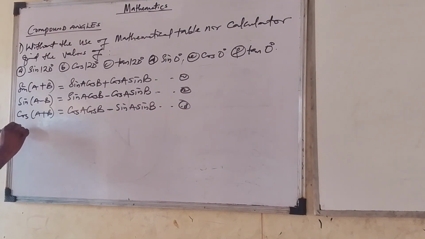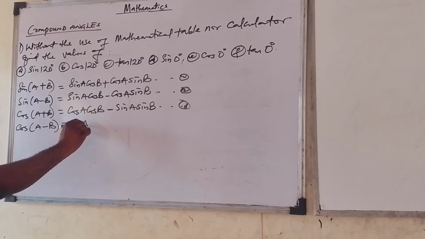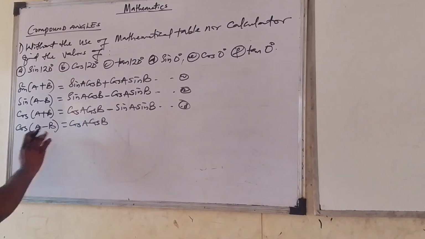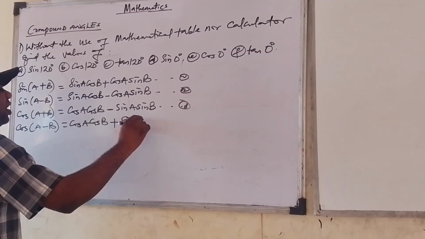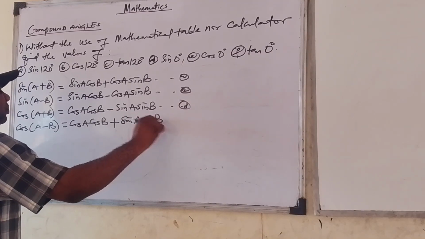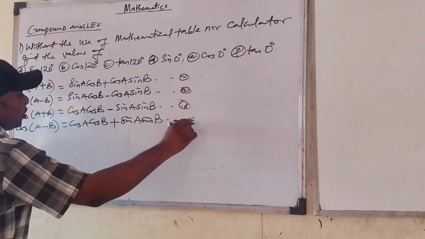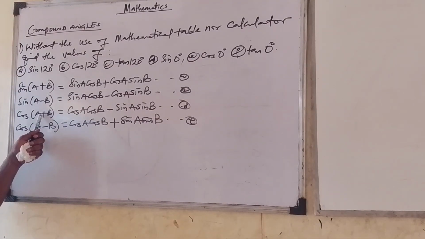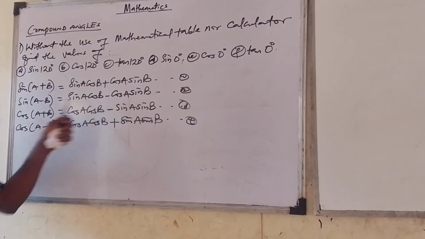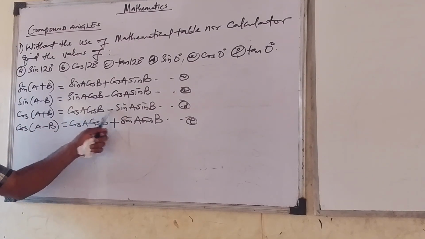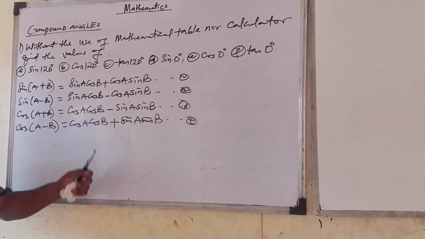Now let's look at cos A minus B. This will give us cos A cos B, now the minus will change to plus, sine A sine B. Now please, let's take note of this. For cos, the plus here changes to minus. For sine, plus stays plus, minus stays minus. For cos, we have plus, then here minus. Minus, then here we have plus.